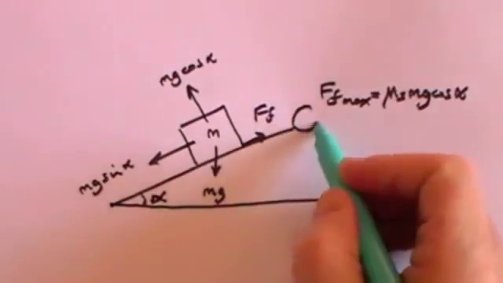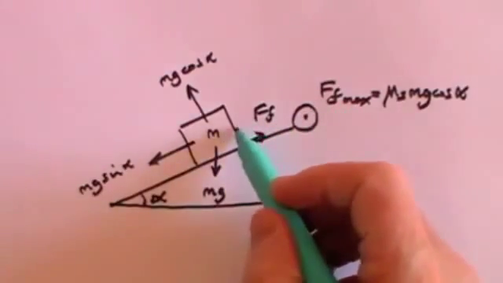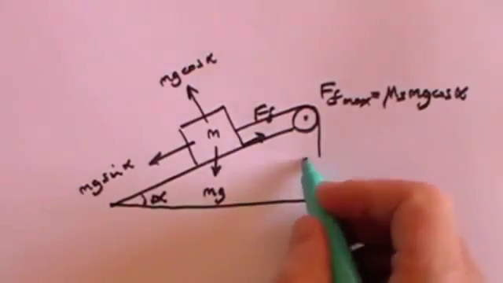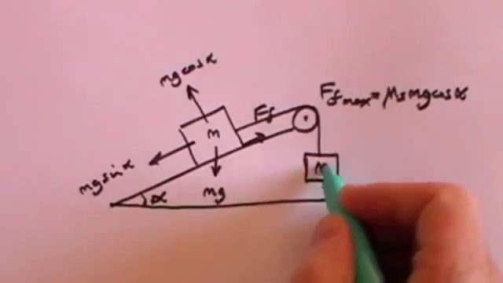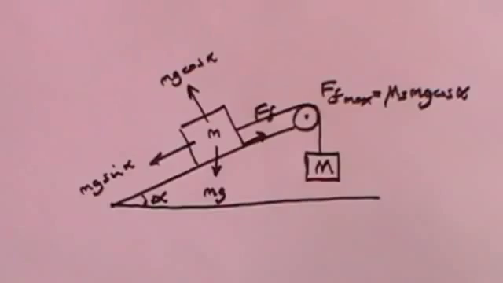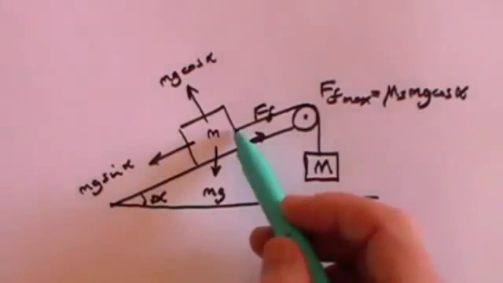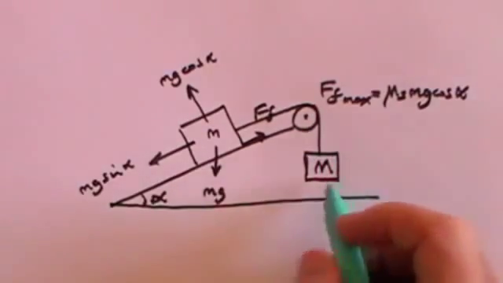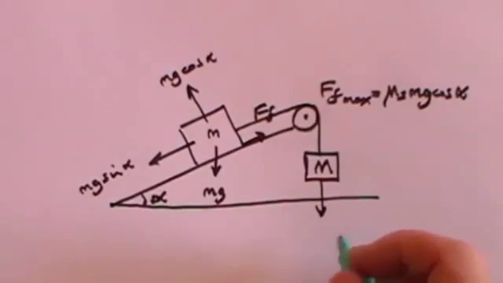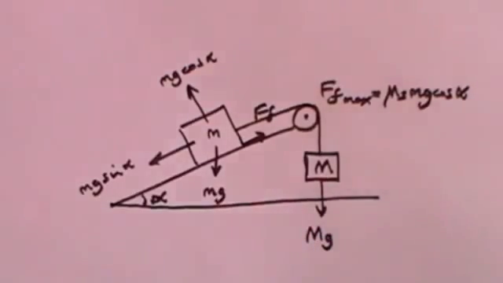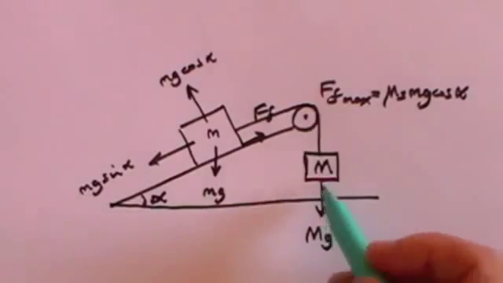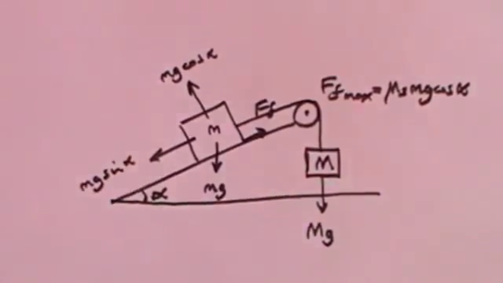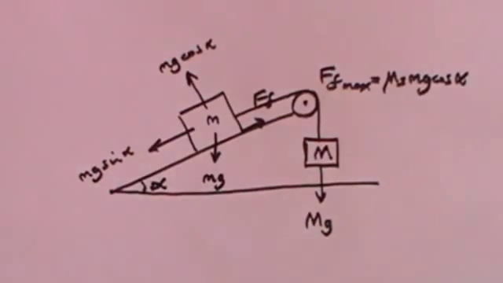But now here is the twist. What I'm going to do is put a little pulley here, and I'm going to attach this block to the pulley by a rope which goes over the pulley, and I'm going to put a mass of mass capital M on it, which will of course exert a gravitational force of capital M times g acting down, and that force Mg will be transmitted through the rope and will be effectively pulling upwards on the block. And the question now is, what happens?